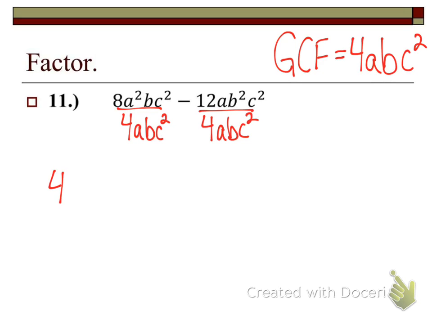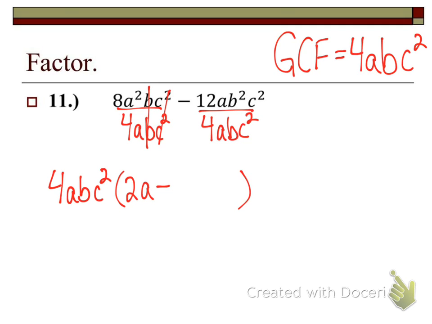All right, our GCF, 4ABC squared, goes outside our parentheses. 8 divided by 4. How many A's do we have? How many B's? We don't got none. They canceled out. How many C's? They also canceled out. B's and C's canceled there.